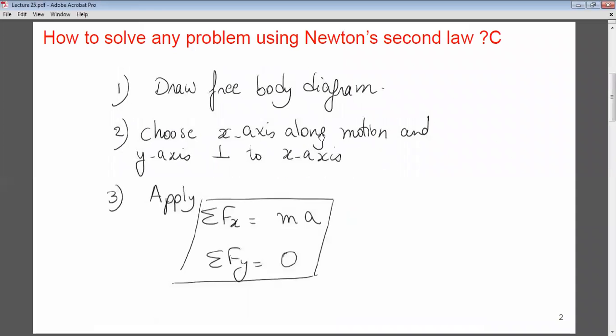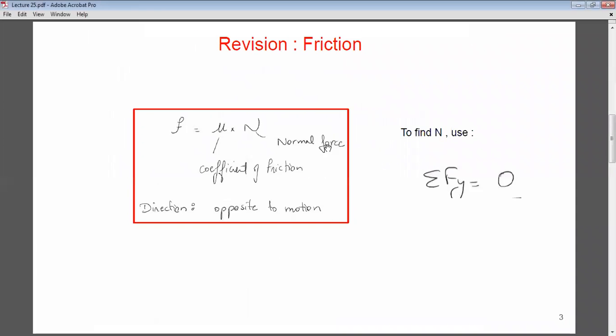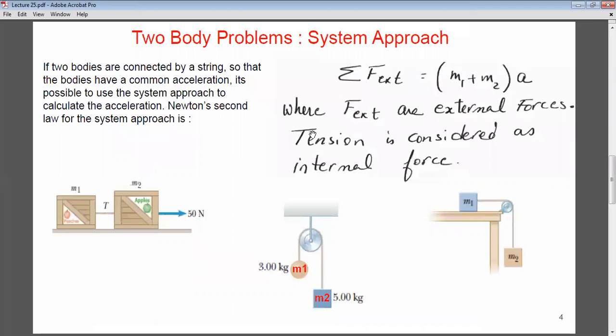So if I have a system, before the system, I also want to remind you of the friction force. The friction force is always opposite to motion, and in magnitude, it's mu times N, where this mu can be given, or they will give you everything else and tell you to calculate the mu. To find N, we use summation of Fy equal to 0.